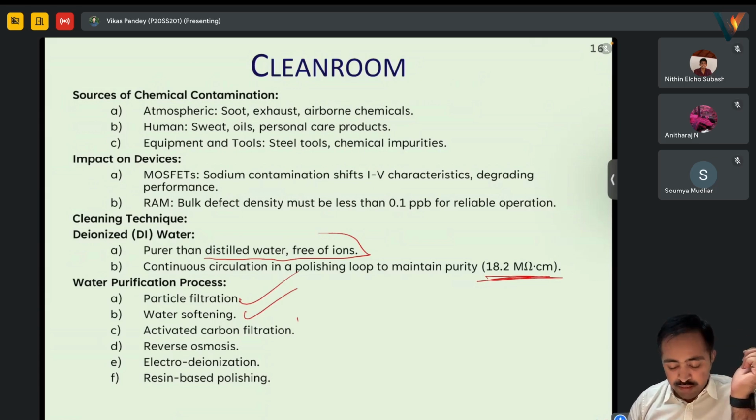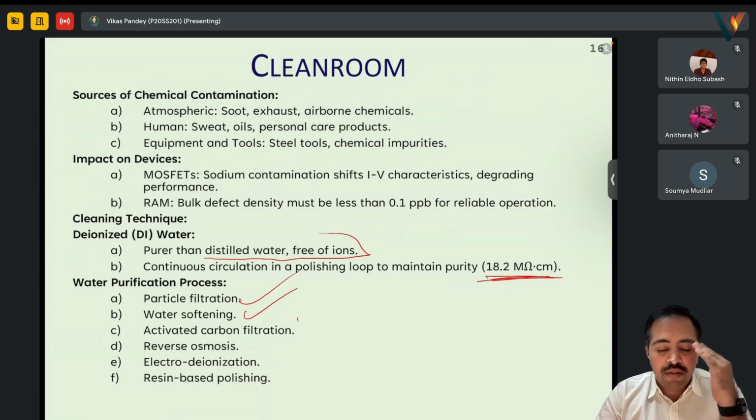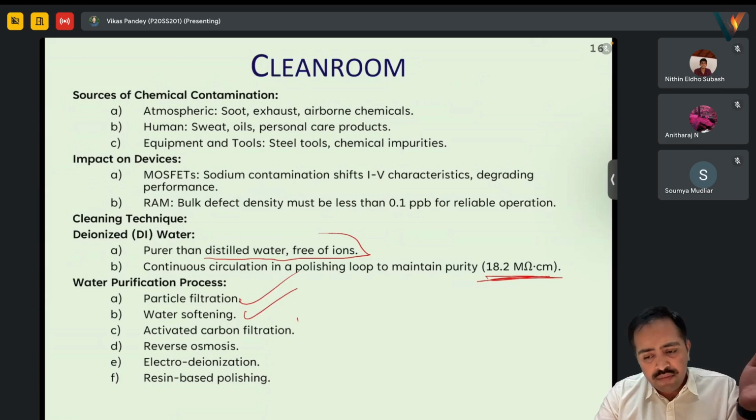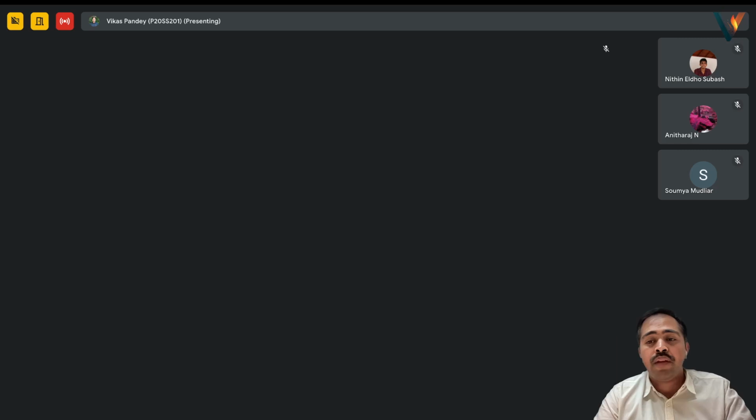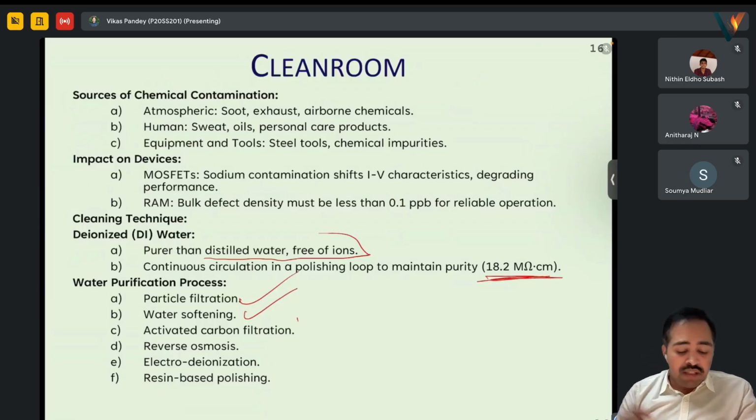Then resin based polishing is done to ensure this value of 18.2 mega ohms centimeter. Mega ohms centimeter means the current flow through this water will be very less, almost negligible. And this kind of water is known as deionized water.